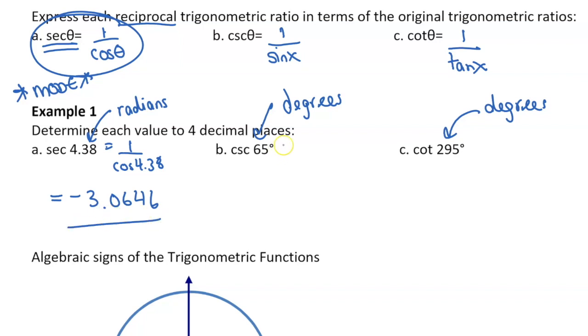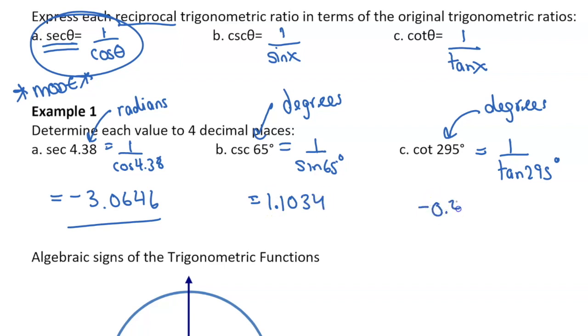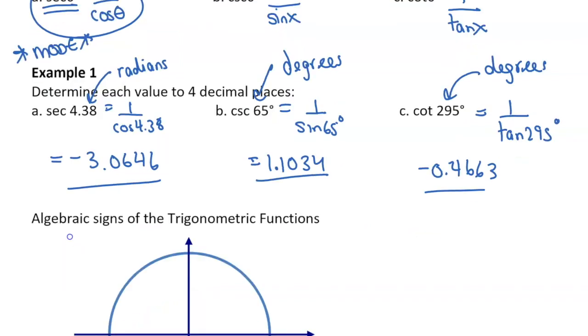And let's try these next two examples here. So this is going to be 1 over sine 65 and 1 over tan 295. Okay, so switch back to degree mode. And in degree mode, you'll enter those in. And you're going to get something like 1.1034. And this one here is going to be negative 0.4663. So make sure that's something that you've actually gone through and done. Don't just wait for the answer there. Make sure you can enter that into your calculator just fine.